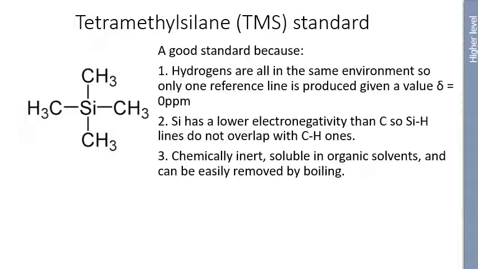Also, silicon has a lower electronegativity when compared to carbon, so the silicon-hydrogen bonds or the resonances associated with them do not overlap with the carbon-hydrogen ones. Also, it's chemically inert. It's soluble in most of the reaction solvents that you would use, and can also be very quickly removed by boiling, usually under reduced pressure.